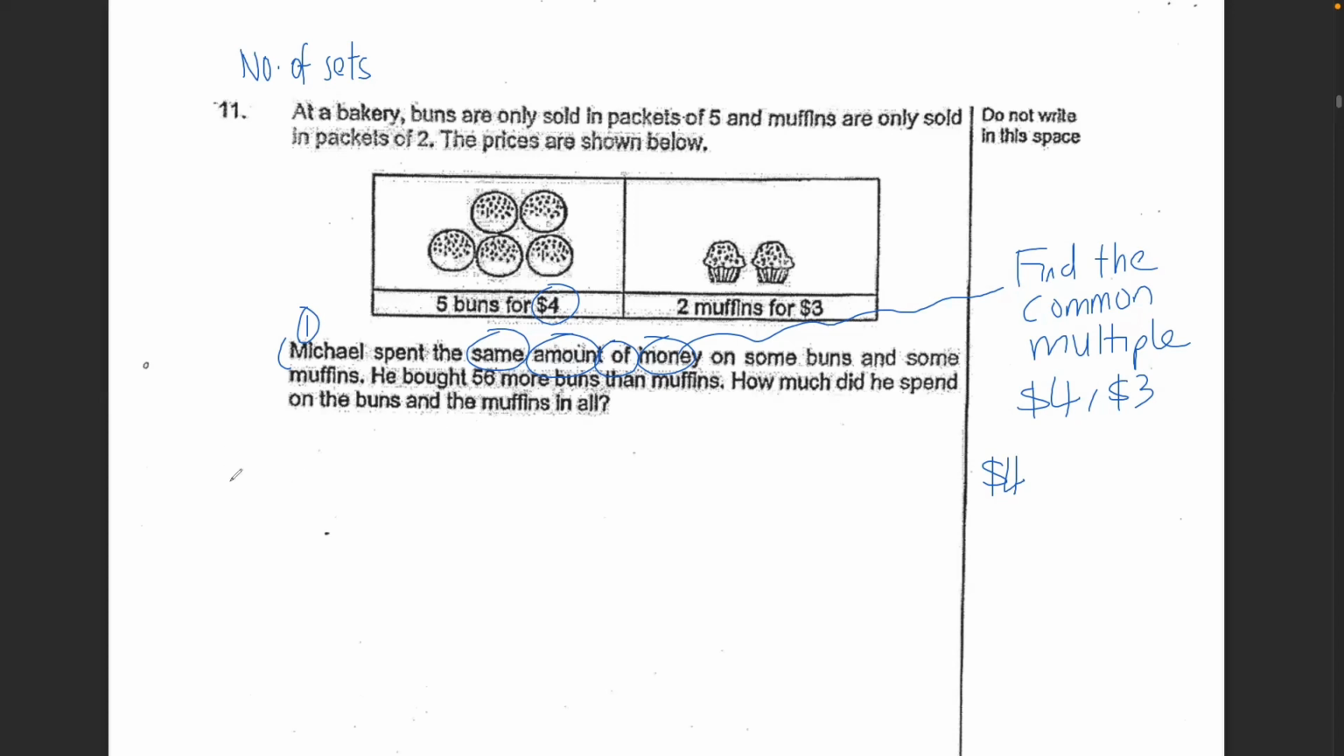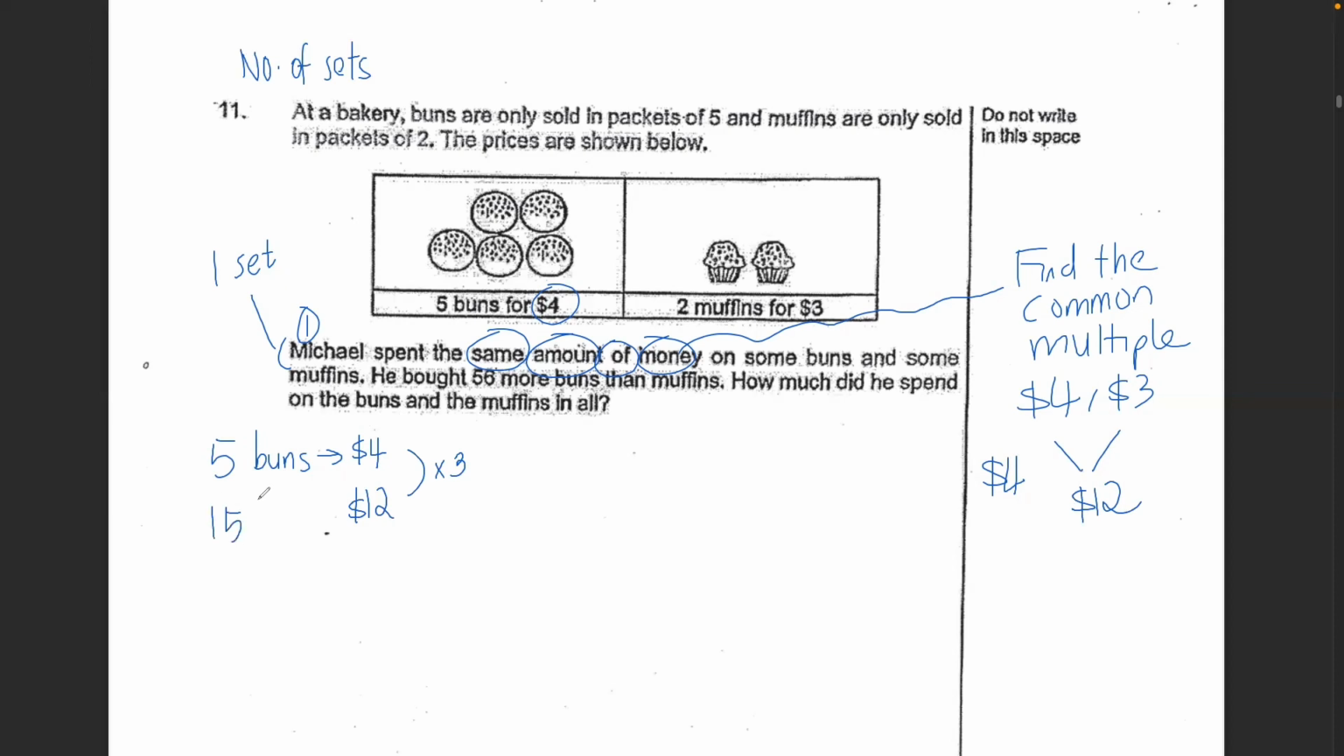Now once you're done with this, you know that it is the same amount, right? So let's do buns first. If 5 buns is $4, I want to find my one set. So where does your one set come from? One set comes from here. You understand what I'm saying? It's because of this that I know that this is one set. So if 5 buns is $4, and we know that the common multiple of 4 and 3 is $12, what I want to do is ask myself, how many buns can I buy with $12? Am I making sense here?